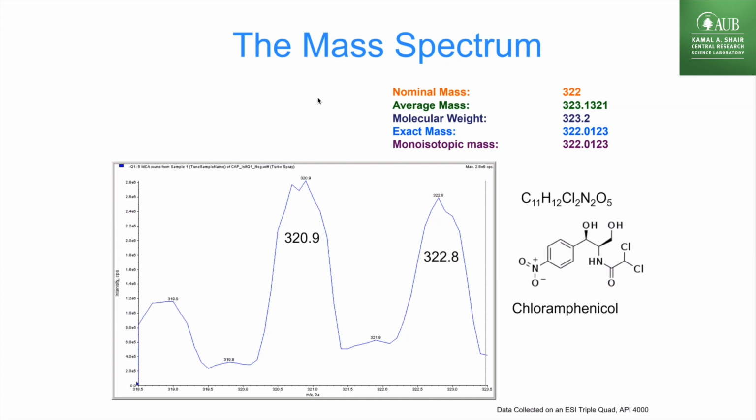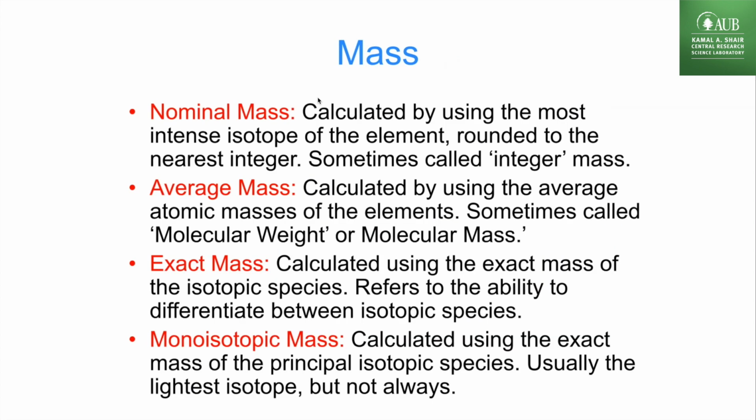Okay, so a little bit more about these different masses. So these are the definitions of the masses that we had on the previous page. So nominal mass is easy, right? Nominal mass is the integer mass. That's just the rounding of the mass without the decimal. That's not so much use for us in high resolution, because we're going to use the decimal data from the instrument in order to help us identify compounds.